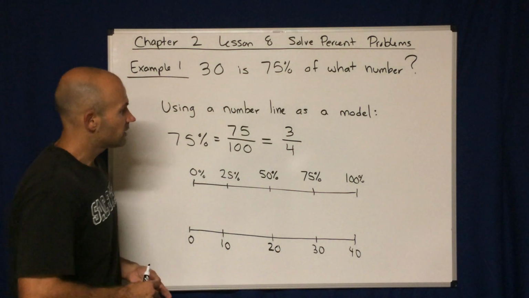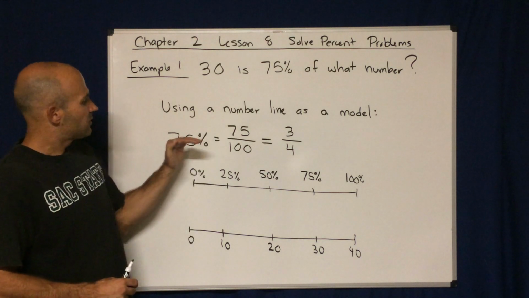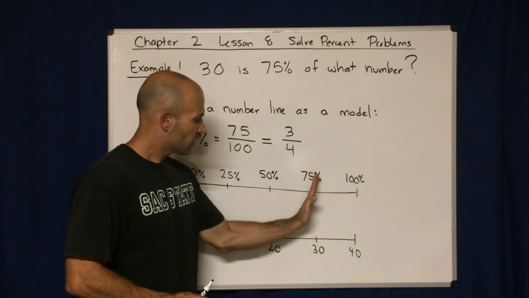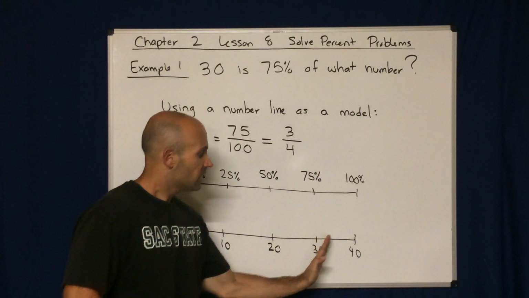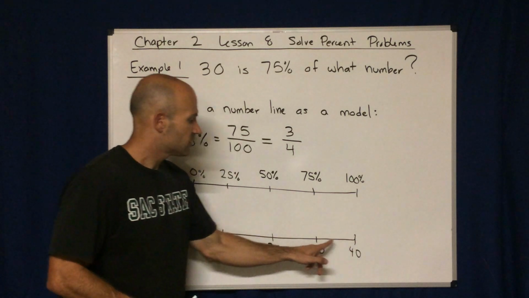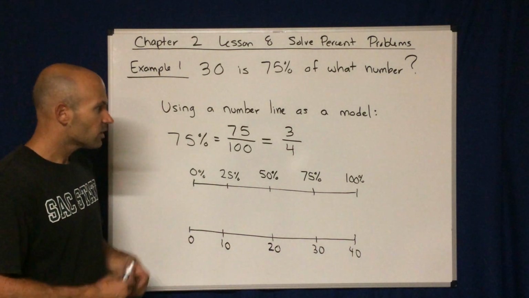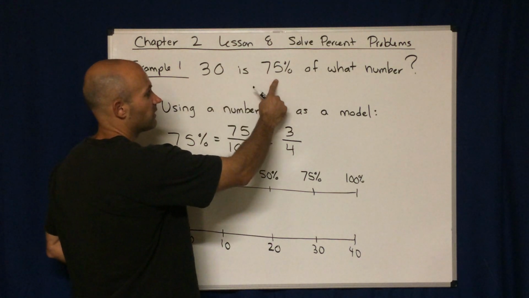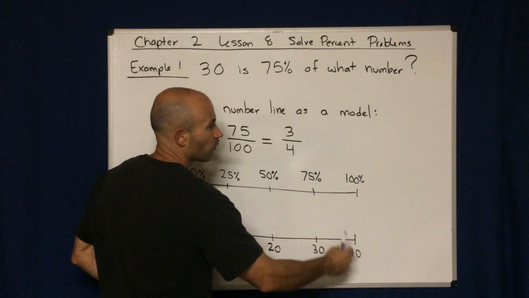What they're trying to get you to see with this picture is that if I correspond my 75% to 3/4 of the way through, and that's going to be 30, then I must have taken 75% of 40 to get my 30. So the answer to this question, 30 is 75% of what number? 40.